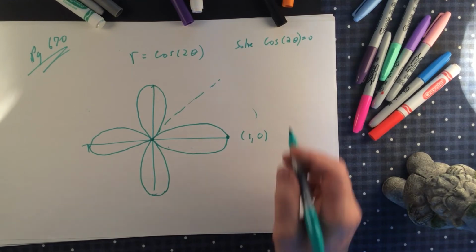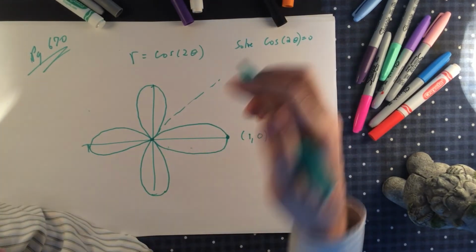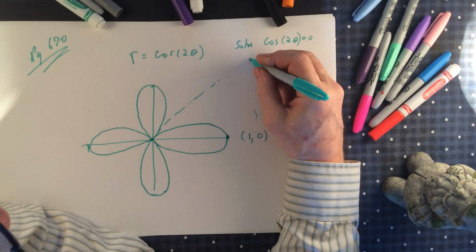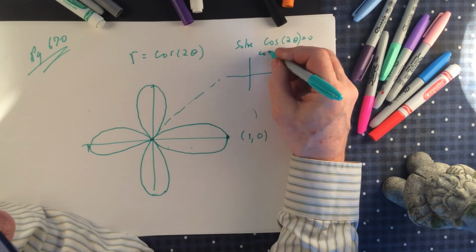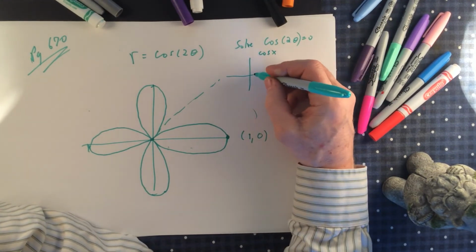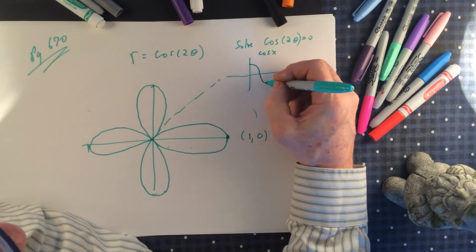So in solving this, the first thing I do is ignore the 2 theta and just simply graph cosine of x. And cosine of x starts at 1 and goes like this.